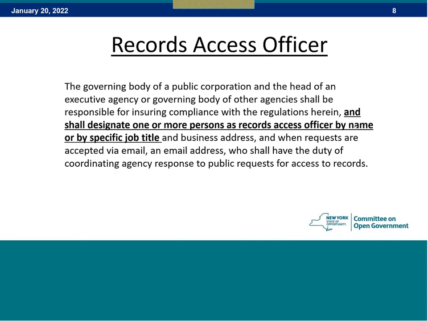Every government agency is required to designate a records access officer. The records access officer should be designated by name or by specific job title and business address. And when requests are accepted by email, which should be all the time, every agency is also required to provide an email address by which FOIL requests can be made. And that records access officer has the duty of coordinating the agency's response to public requests for access to records.